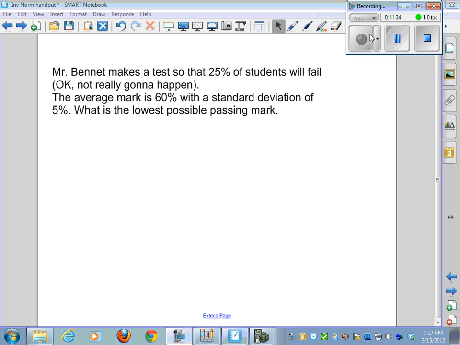Here's a crazy example. Mr. Bennett makes a test so that 25% of students will fail. Kind of stupid, isn't it? Yes. They used to do this in college back in the 70s. They made the test so a certain number of kids would fail. Pretty stupid.